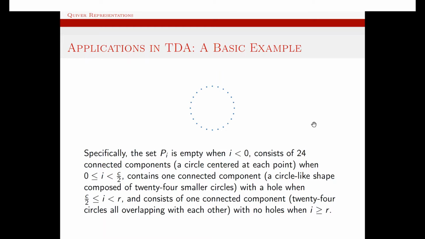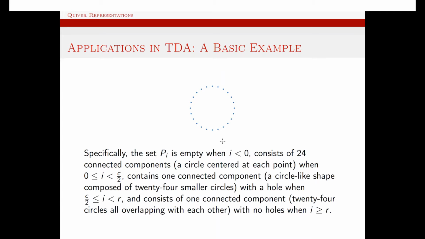And then if i is less than c over 2, we can think of this as all the points in R^2 that are less than c over 2 distance, I'm using Euclidean distance here, by the way, from some point on our point cloud. And so that will just provide a bunch of small circles, one around each point. Once we get i over c over 2 but less than r, we'll have just one large circular structure with a hole in the middle. And then once i is greater than or equal to r, we'll just have one connected component of all the circles overlapping with each other, and there are no holes.